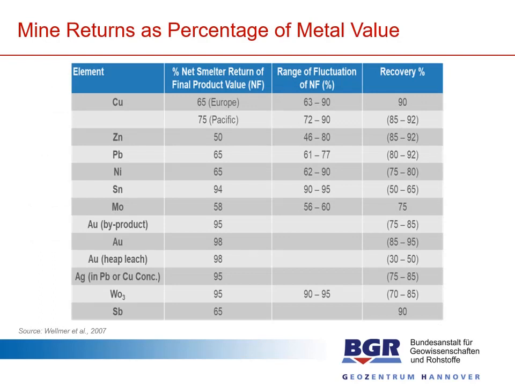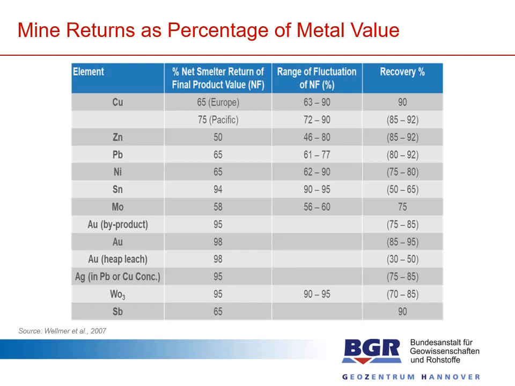Here you can see an overview about the net smelter return of final product value. So in case of copper, you have cathode copper. For zinc, it's the same. For lead, and here the net smelter return is given as a percentage of the cathode material, and it's said that for copper it's around 65 to 75%, but it can be, as written here, as high as 90%, and that depends on the actual metal price.